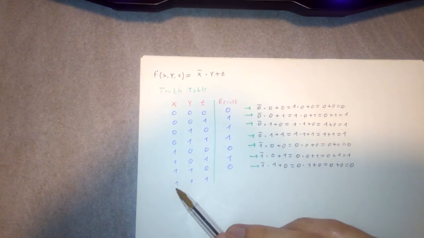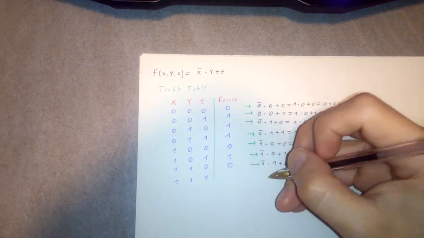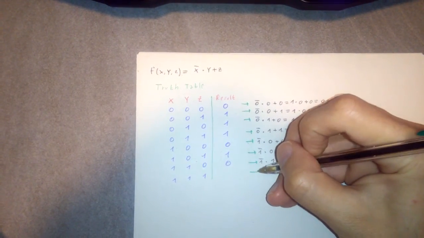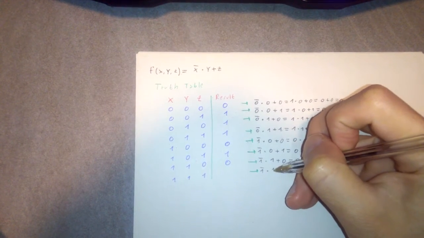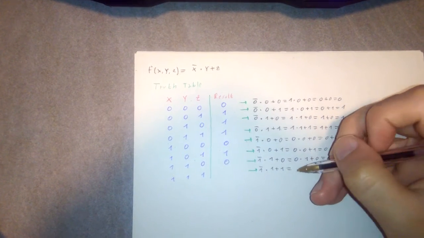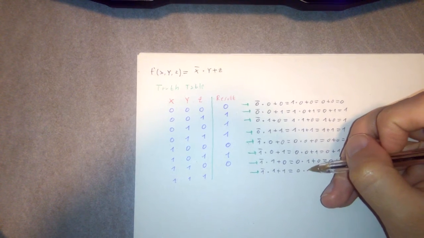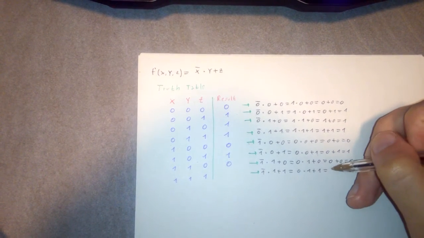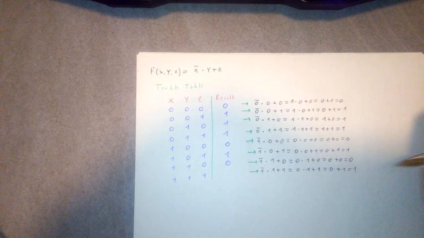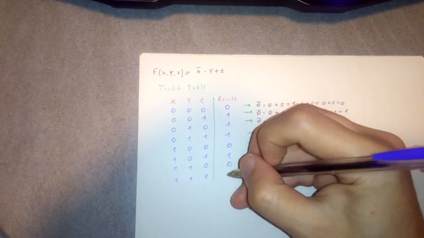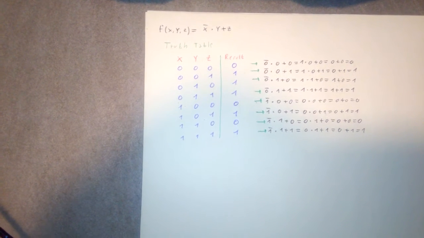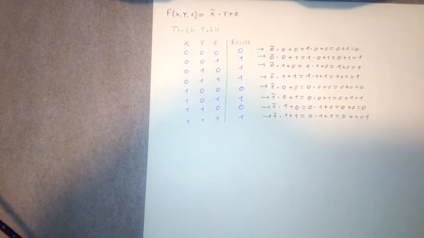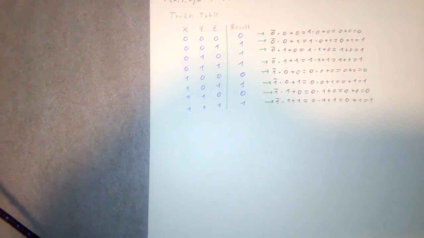And lastly, we have 1, 1, 1. So we get not 1 times 1 plus 1. Not 1 is 0, times 1 plus 1. So 0 times 1 is 0, plus 1 is going to be 1 anyway. So 1. Now, we can use either the Minterm representation or the Maxterm representation, just like before.